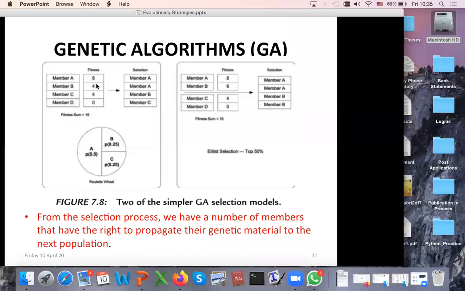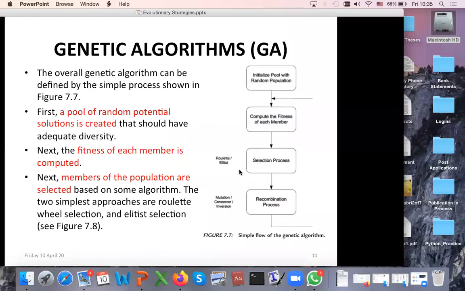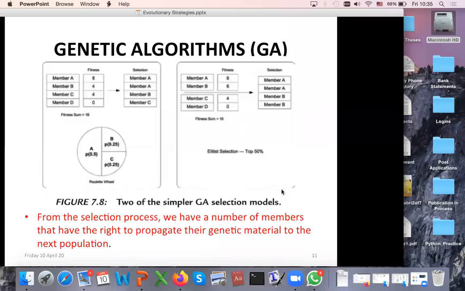Thank you. So now this 8 is for A, this 4 is for B, the third 4 is for C, and 0 is for D. This computation of fitness values was related to step 2, not here. This is the selection process. This is step number 3. Selection process is step number 3. Computation of fitness values is related to step number 2.